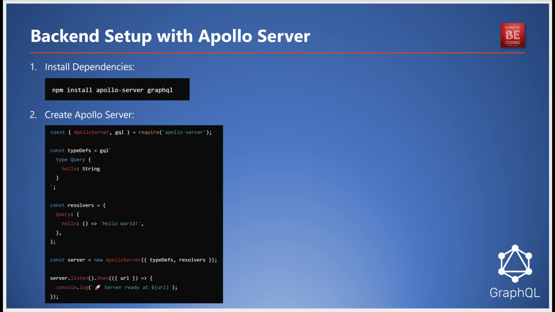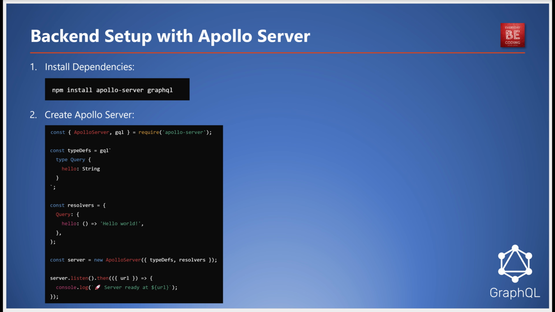Next, create the ApolloServer, import and from. Define your data schema using GraphQL's type definition language. For instance, a simple type definition could be, then, define the resolvers. Resolvers are functions that generate responses for GraphQL queries. Here's how you might resolve the query.